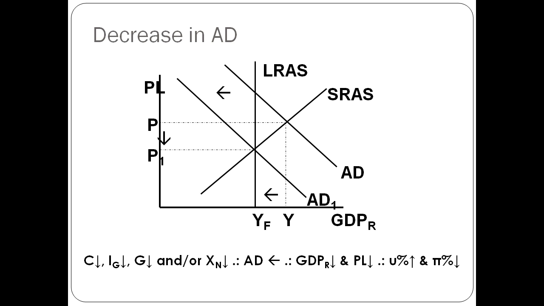So after the Federal Reserve or the Congress and President implement some sort of policy that lowers consumption, lowers gross private investment, lowers government spending, or lowers net exports, that means aggregate demand is going to shift to the left, which implies that real GDP is going to be going down and the price level is going to be going down, which implies that the unemployment rate is going to be going up, and the inflation rate is going to be going down.